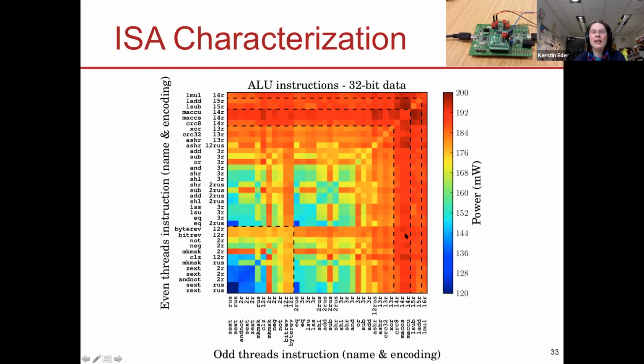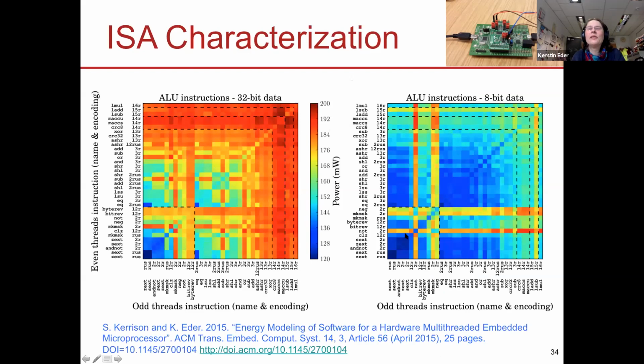Let me go a little bit further before I look at the questions. Now this was for 32-bit data. We then ran this for 8-bit data. And well, what we saw was that 8-bit data is really cool. Literally, it's cool. You can see it, right?